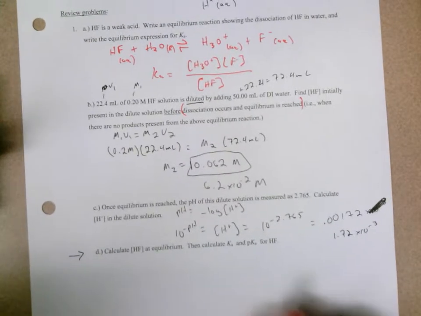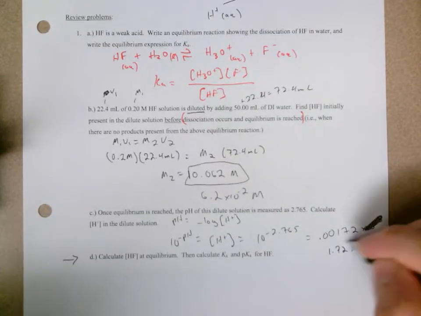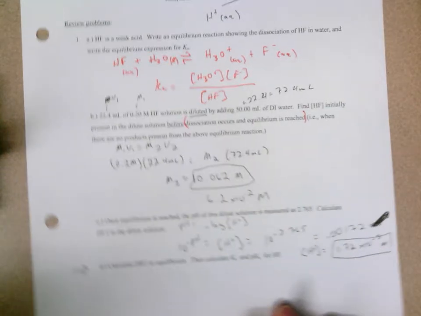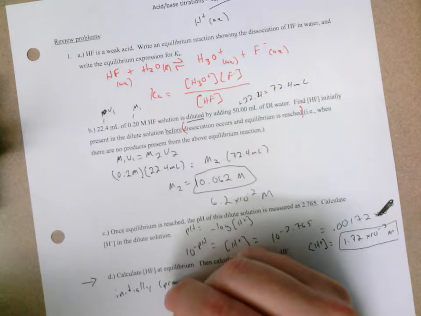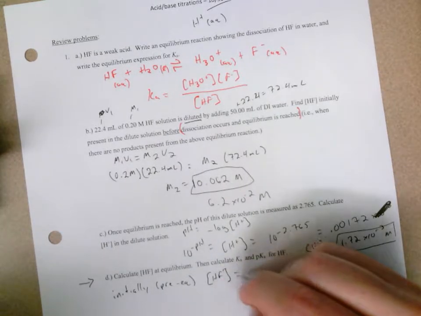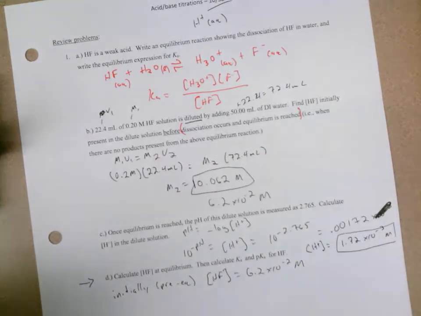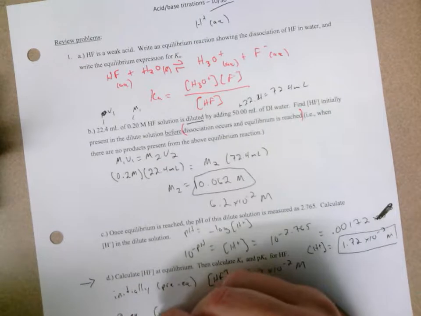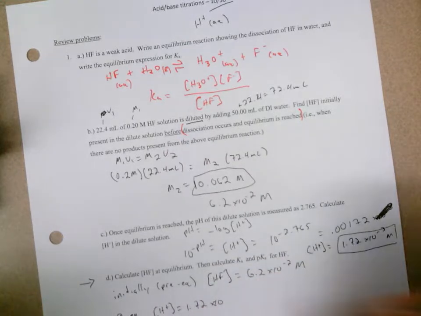Now calculate HF at equilibrium. Right now we have our concentration of H+ down here. We know that pre-equilibrium we had a concentration of HF, found from the first part of the problem, of 6.2 times 10 to the minus 2 molar. And at equilibrium, we know our concentration of H+ is what we just found from the pH.